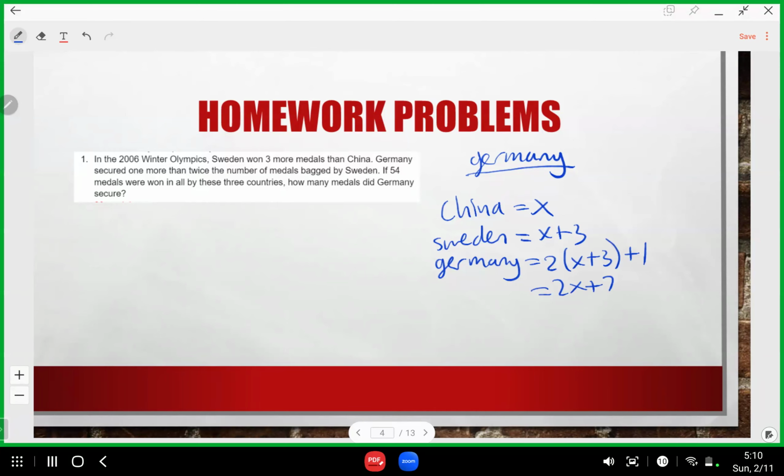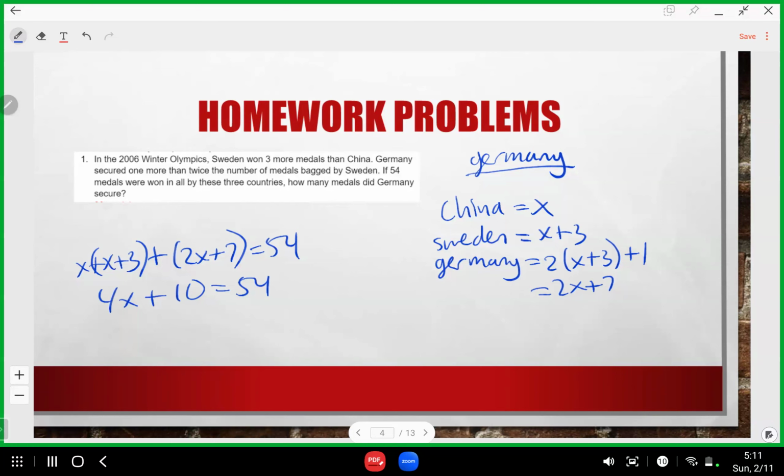So we know that all 3 of these countries will add up to 54. So let's just add them. China, Sweden, Germany add up to 54. Combine the x's, we get 5 x's, and just 10 here is equal to 54. All right, 4x. Oh, wait, not 5 x's. So it's 4 x's. So whoever corrected me, good job.